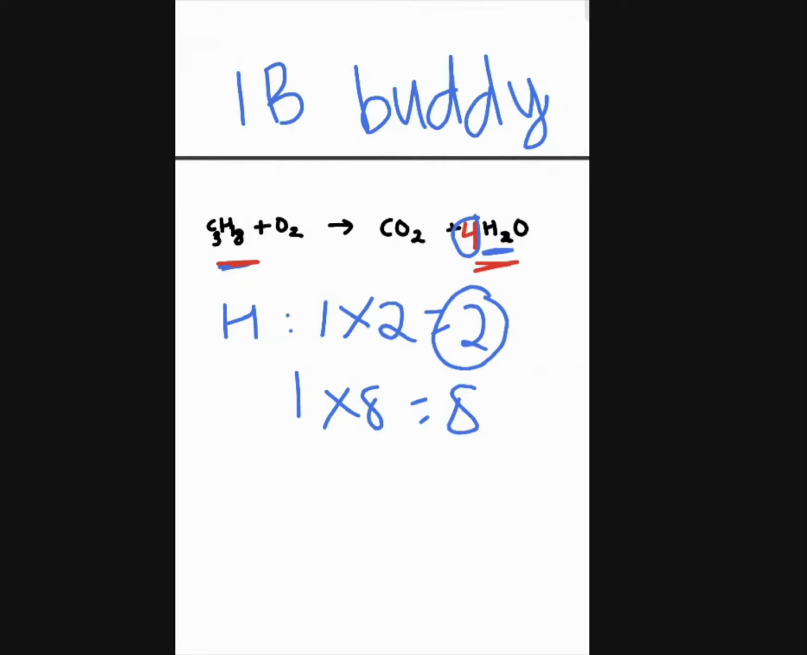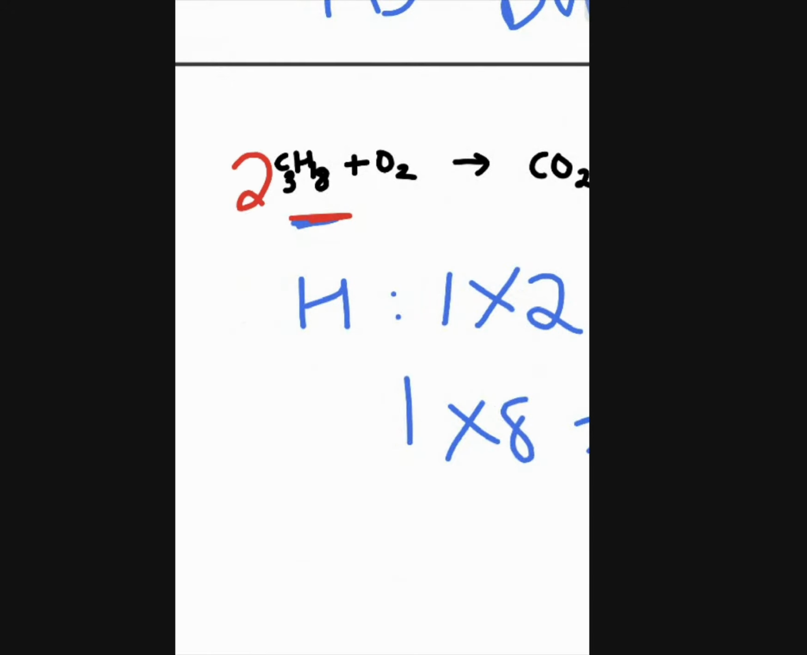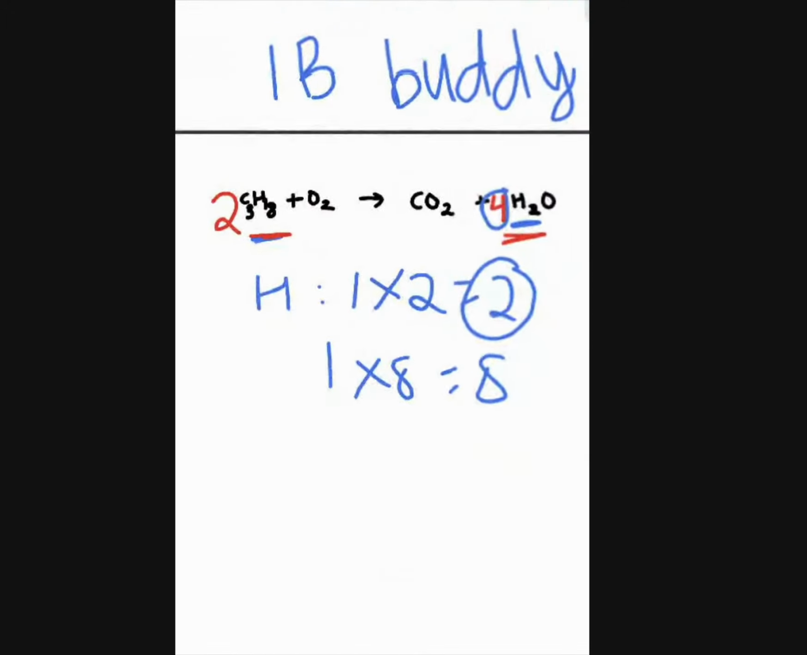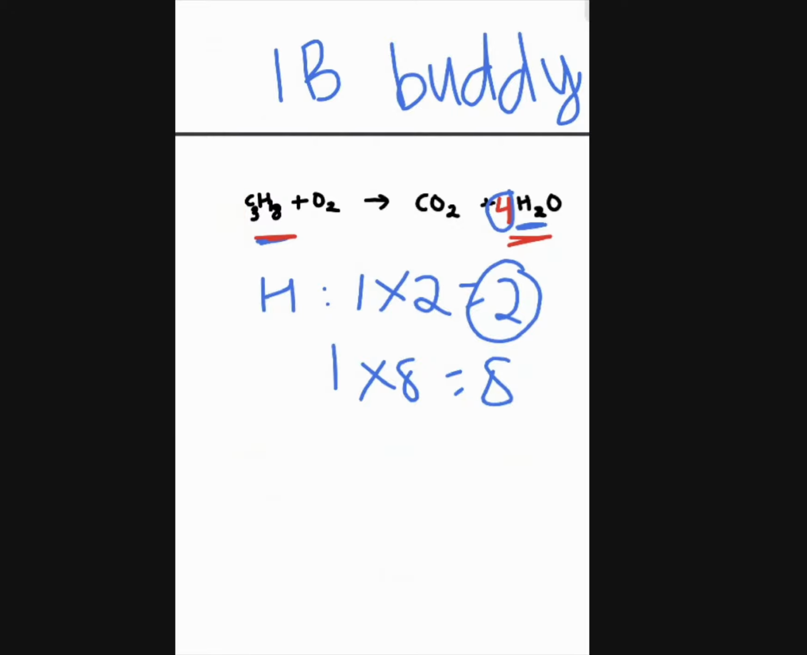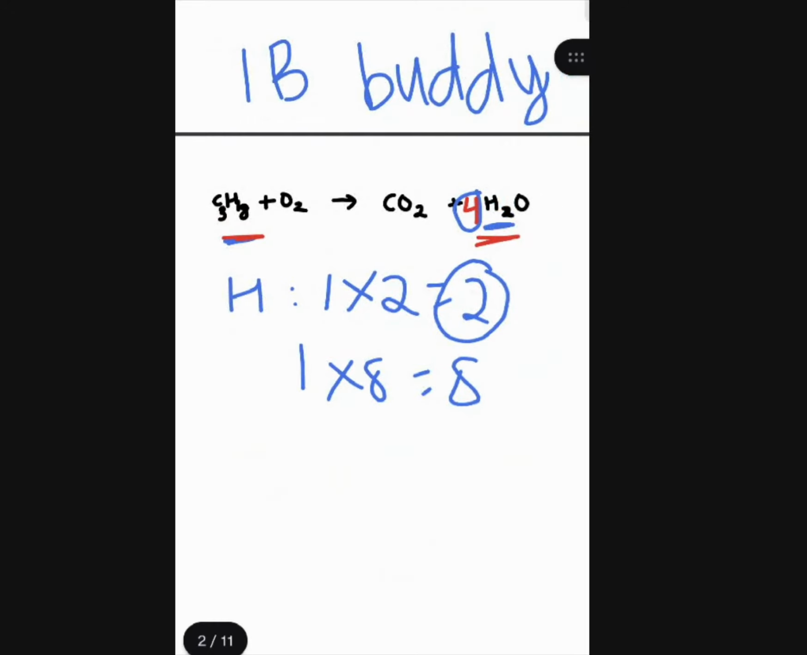If I put a 2 here, let me try to put a 2. Yeah, if I put a 2 here, this would impact my equation because now we're going to have 2 times 8, which is 16 hydrogen, and then I have to change this again, and that's not what we're supposed to be doing. We're supposed to get the simplest form, so we're going to be using only the 4 over here.